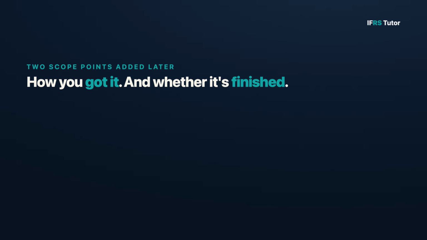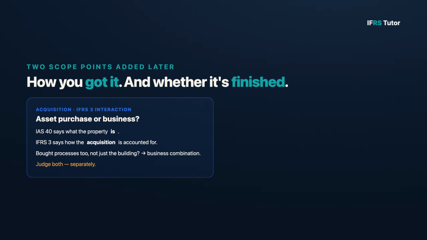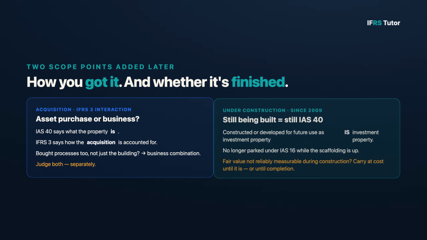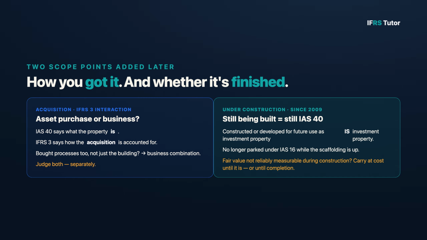Two scope points the standard picked up along the way. First, how you acquired it. Buying an investment property might be a simple asset purchase, or it might be a business combination under IFRS 3, if what you bought includes processes and not just the building. IAS 40 tells you what the property is. IFRS 3 tells you how the acquisition is accounted for. You have to judge both separately.